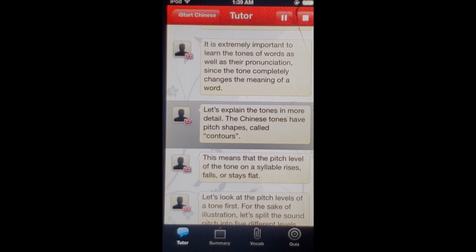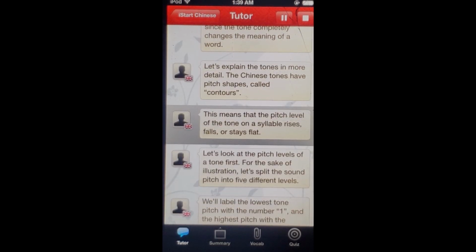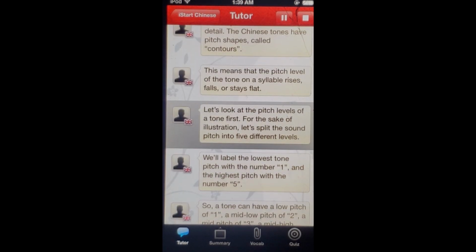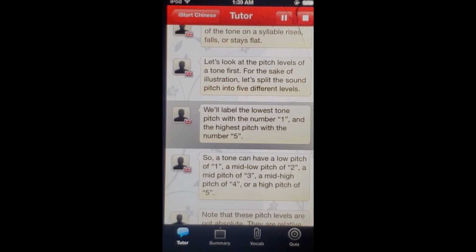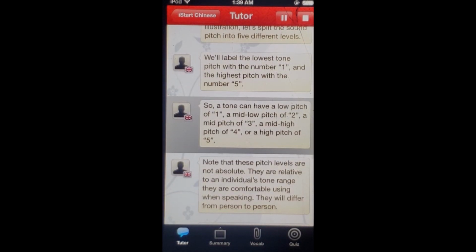The Chinese tones have pitch shapes, called contours. This means that the pitch level of the tone on a syllable rises, falls, or stays flat. Let's look at the pitch levels of a tone first. For the sake of illustration, let's split the sound pitch into 5 different levels. We'll label the lowest tone pitch with the number 1 and the highest pitch with the number 5. So, a tone can have a low pitch of 1, a mid-low pitch of 2, a mid-pitch of 3, a mid-high pitch of 4, or a high pitch of 5.